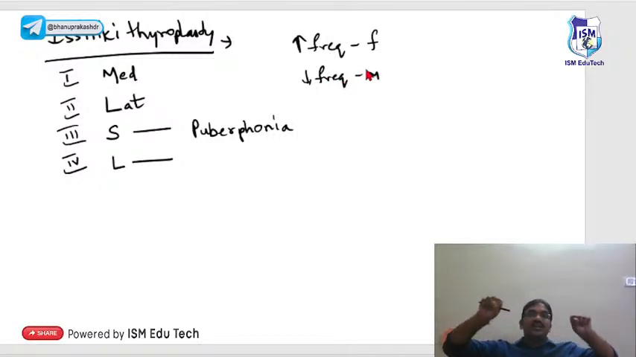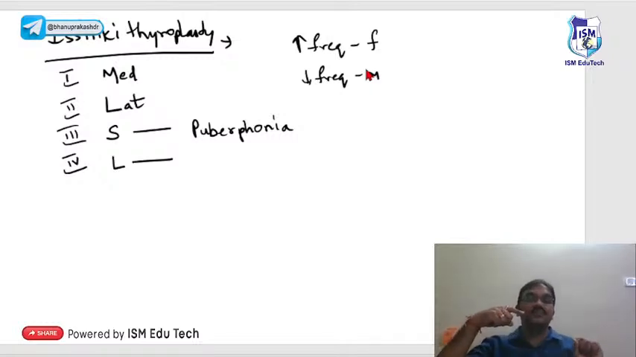If you pull a thread tightly and make it vibrate, it will vibrate with a high frequency, right? But if you keep it loose and make it vibrate, it will vibrate with a low frequency, right? So in females, the vocal cords are stretched, and in males, the vocal cords are comparably a bit loose. So that makes males a low pitch voice and females a high pitch voice. So in adolescent males, the vocal cords should be loosely kept, but instead what is happening in them is that the vocal cords are tightly stretched.